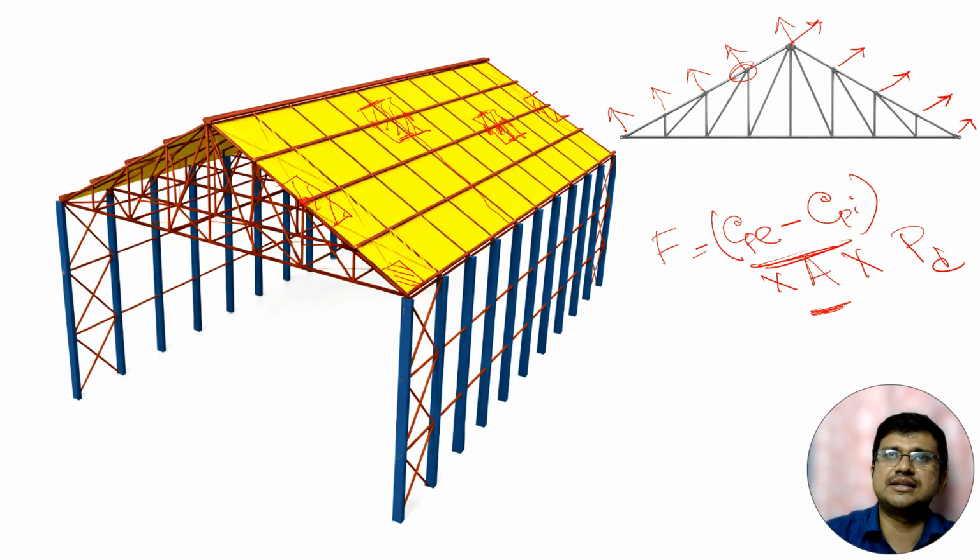When we are calculating the wind UDL for a purlin, at that time we will consider the tributary width for the purlin. Here we will consider the influence area, and Pd will be the design wind pressure. How to calculate the design wind pressure, I have already mentioned in one previous video. The link of that previous video you will get in the description, and I have also added that in the I button above. So check that video as well.